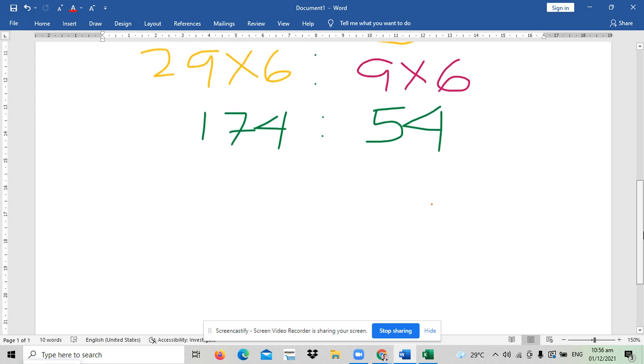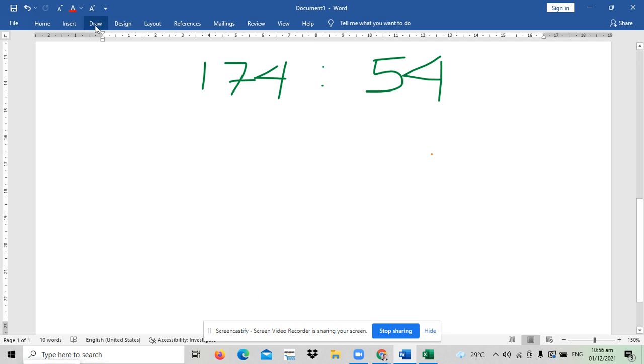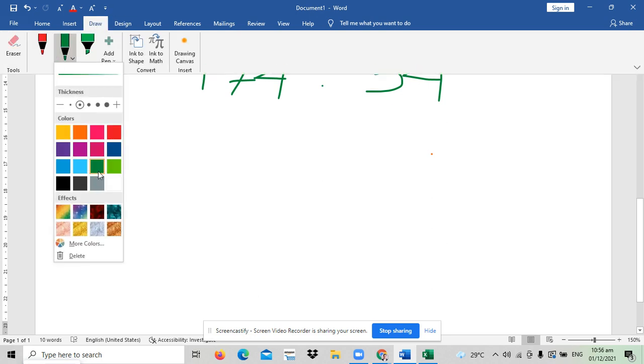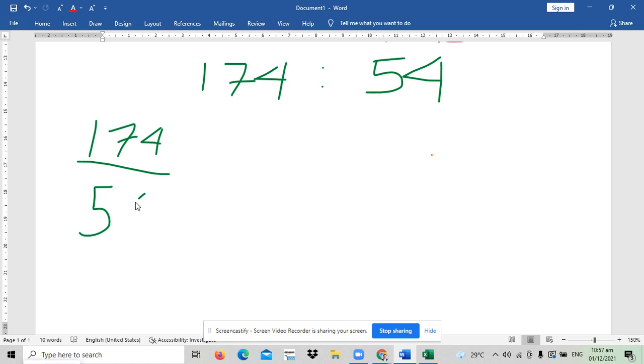Now, 174 and 54 are quite big numbers. And so we will apply what you learned about simplifying ratios involving big whole numbers. So I told you to do this: 174 over 54. So you change the ratio into its fraction form. And then since they are big numbers, you can just directly divide them by 2.